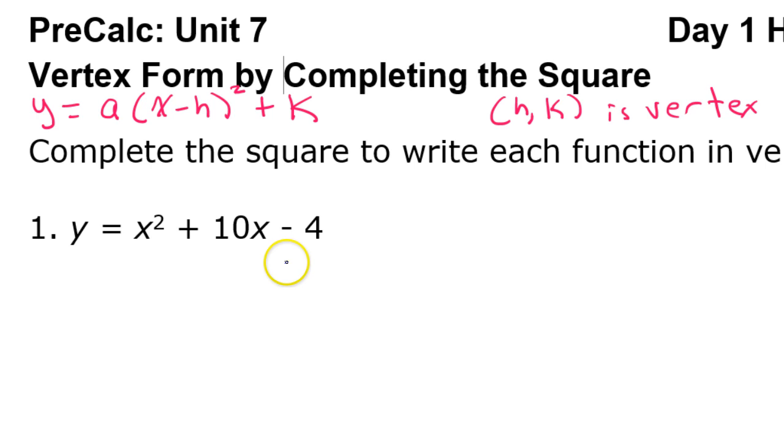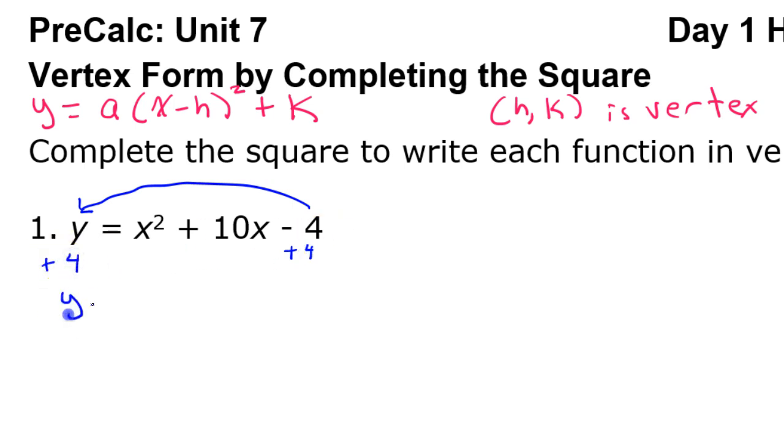Okay, so completing the square. The first thing we need to do is move this third number out of the way. So I'm going to suggest temporarily moving it to the left side of the equation. We may move it back later. So I am going to add 4 to both sides just to get this number out of my face.